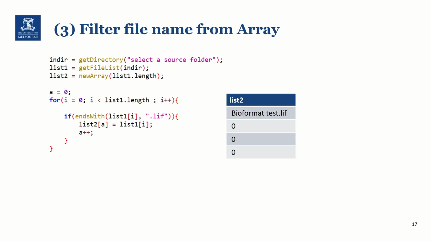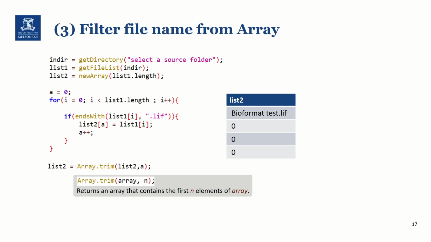When the for loop is finished, our list2 will have one element in the first index and the rest will still be zeros. So as a final step, we have to trim our array using the Array.trim function. This function will return an array that contains the first n elements of the array. So we can use A as our cutoff point, because this A was increased only when the elements were assigned to list2. So this function will trim list2.